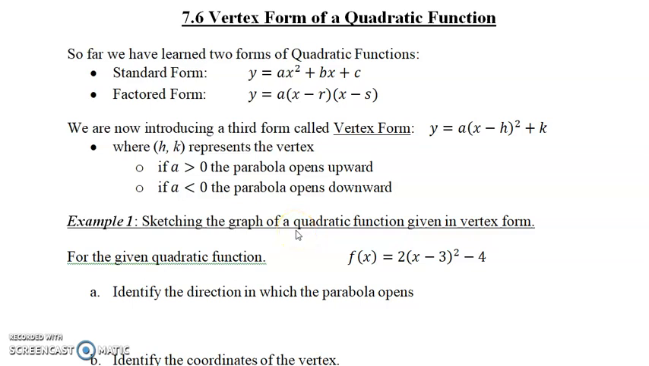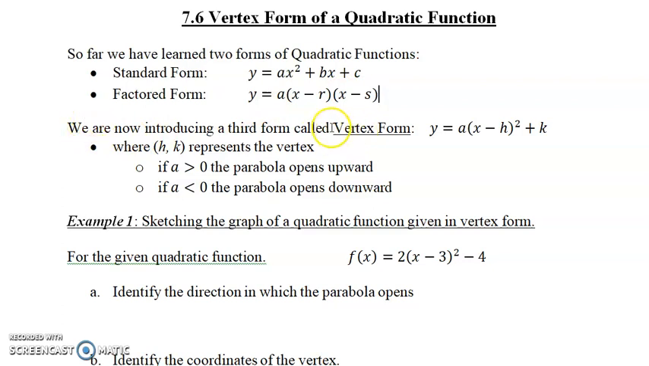Hello everybody, welcome back. Today we're starting 7.6, vertex form of a quadratic function. So far we've done two forms: the standard or general form, y equals ax squared plus bx plus c, and then in a couple of the previous lessons we looked at the factored form. Y is equal to a bracket x minus the first root, x minus the second root. We use R and S. Sometimes you'll see it as root 1, root 2. It doesn't make a difference.